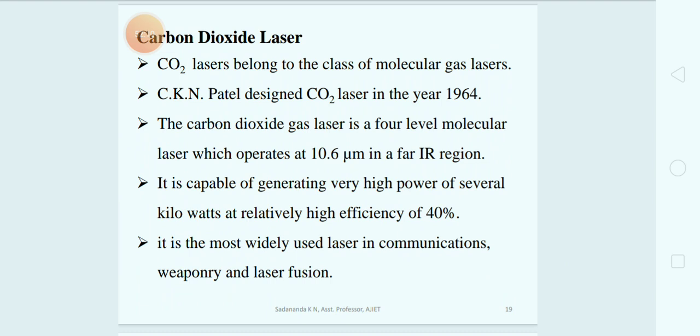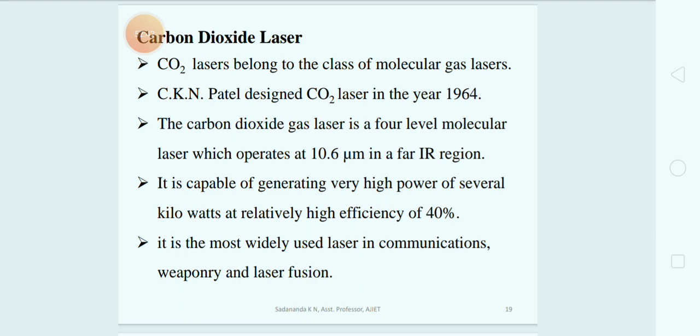Next is the construction and working of the carbon dioxide laser. The carbon dioxide laser belongs to the class of molecular gas lasers. It's a gas laser. Chandrakumar N. Patel designed this carbon dioxide laser in the year 1964, at Bell Laboratories, US.